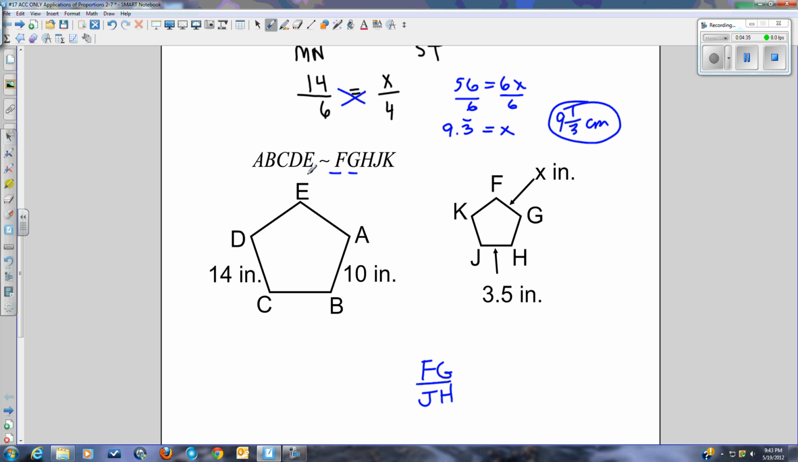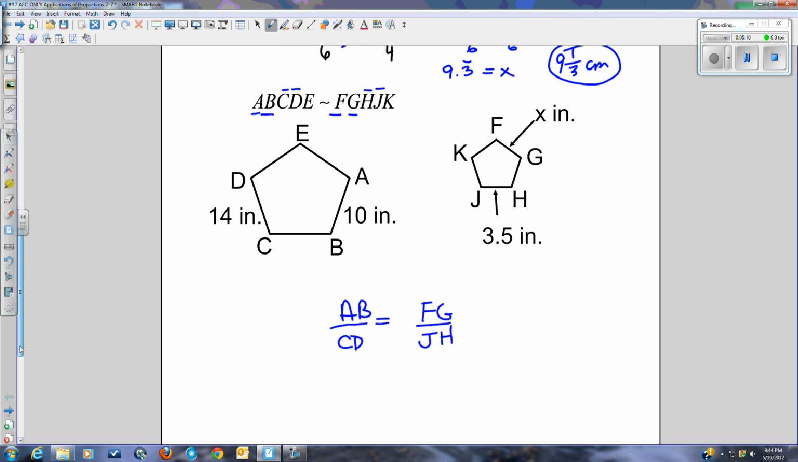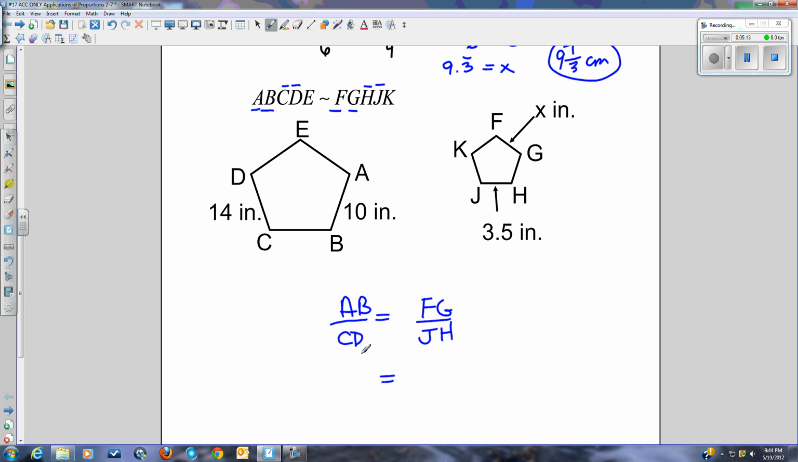So FG in the first pentagon occupies the first two positions, so that's going to correspond to the first two positions in the big pentagon, AB. So FG corresponds to AB. JH occupies the third and fourth positions, so it's going to correspond to the side made up from the third and fourth positions in the bigger pentagon. So CD. So we're going to write that down. So we've created a proportion, and now we're just going to plug in the values that we have.